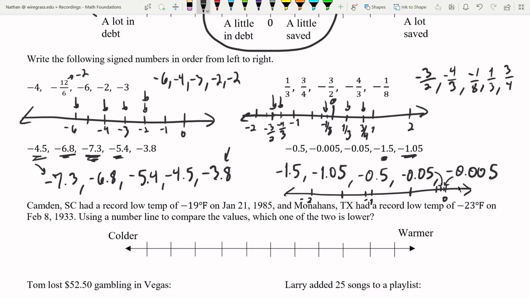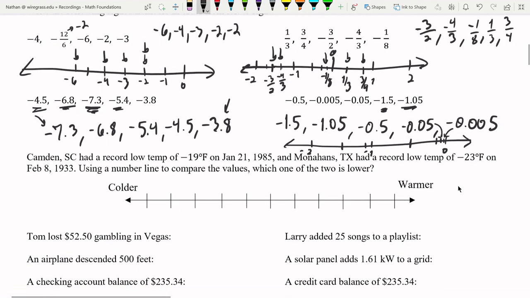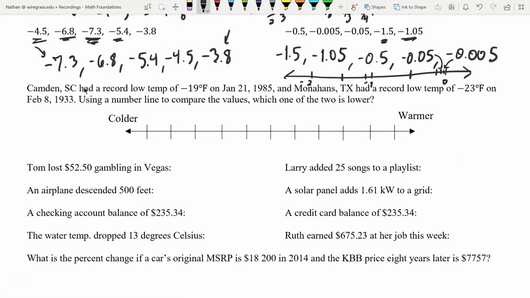And that means it's further to the right. Of course, the context that we're talking about is going to determine how to interpret the negatives and the positives. So here we have in Camden, South Carolina, a record low temp of -19 degrees Fahrenheit on January 21st, 1985. In Monahans, Texas, a record low temp of -23 degrees Fahrenheit on February 8th, 1933.